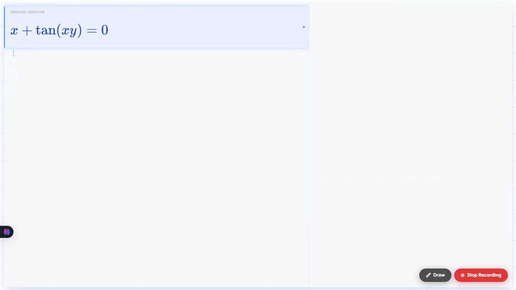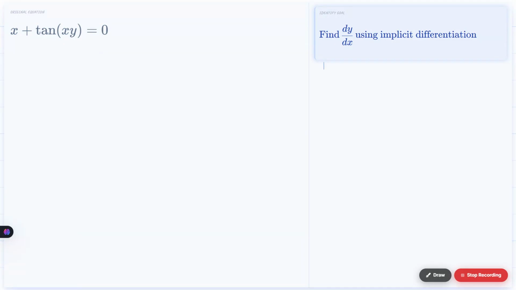We look at our starting equation. We do this to see what we are working with. The equation is y plus tan of xy equals 0. We want to find dy divided by dx. We do this to find how y changes when x changes. We use a rule called implicit differentiation to do this.